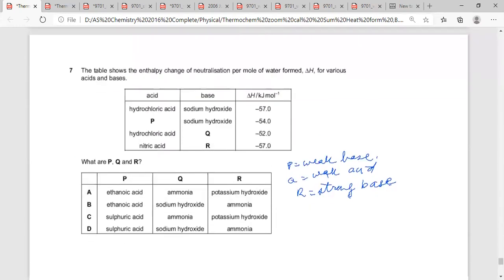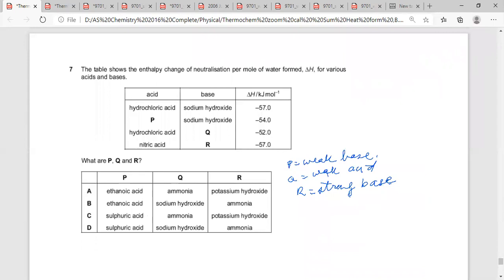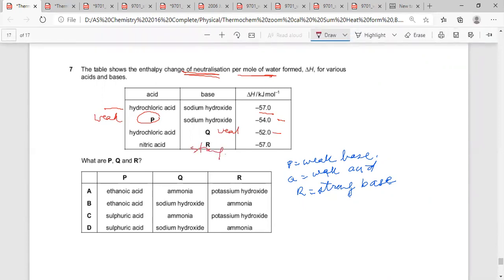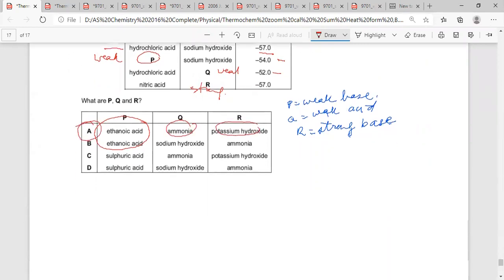Our next one here is a very simple one. The table shows the enthalpy change for the neutralization per mole of water. Of course, strong acid with strong base gives 57. Less than that means this must be a weak acid, or a weak base. Same as a strong base. So simple. Weak acid, these 2 here, weak base, this one here. This one always stays strong. So the answer is A.